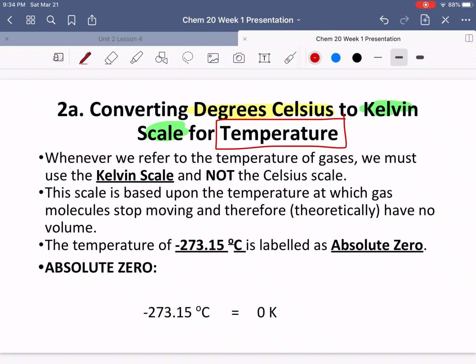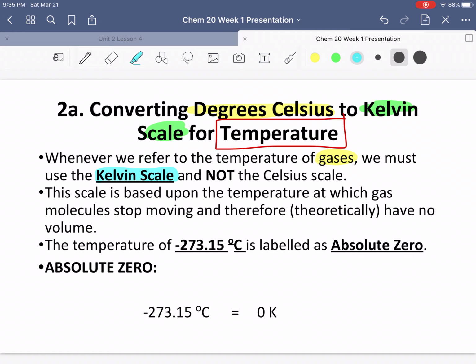Now, here's the deal. If we are talking about gases, and lo and behold, this entire unit is gases, then no exception, absolutely all the time, you must use the Kelvin scale, which means it is impossible for you to do calculations to deal with gases unless you know how to convert to the Kelvin scale. That's our first focus today.